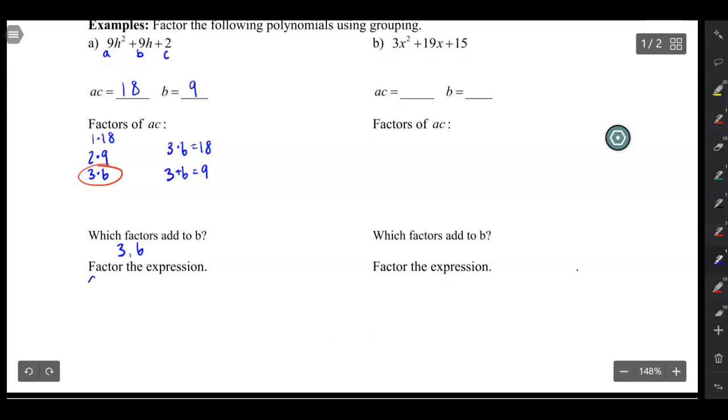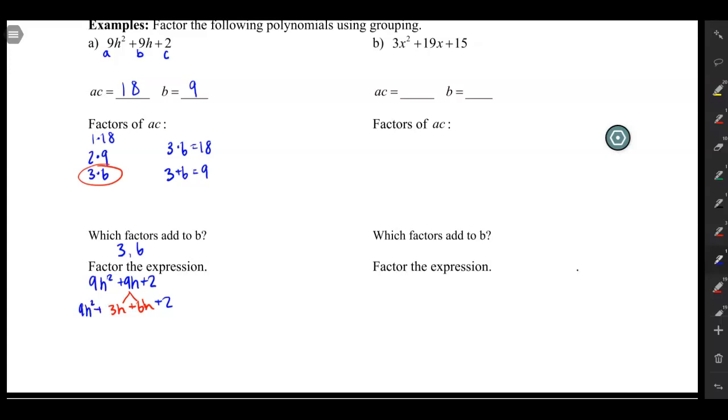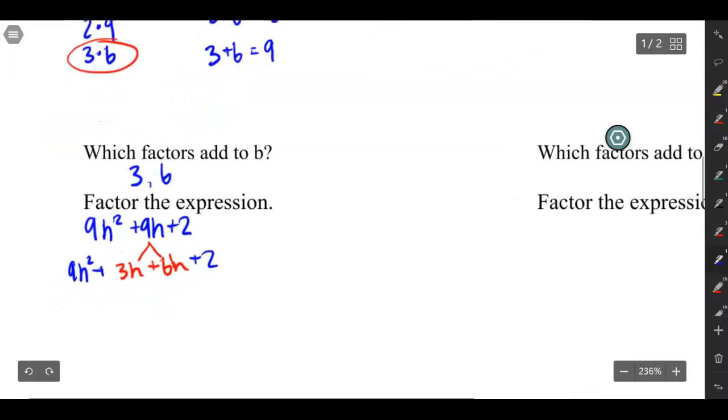So what I'm going to do is take my polynomial. I have 9h squared plus 9h plus 2, and I am going to separate my middle term into 3h plus 6h. I'm going to keep everything else the same. Sorry, it looks like an n. Add 2 here, and then I still have the 9h squared. I'm going to zoom in so that we can take a look at this. Now that I have 4 terms, I can factor by grouping.